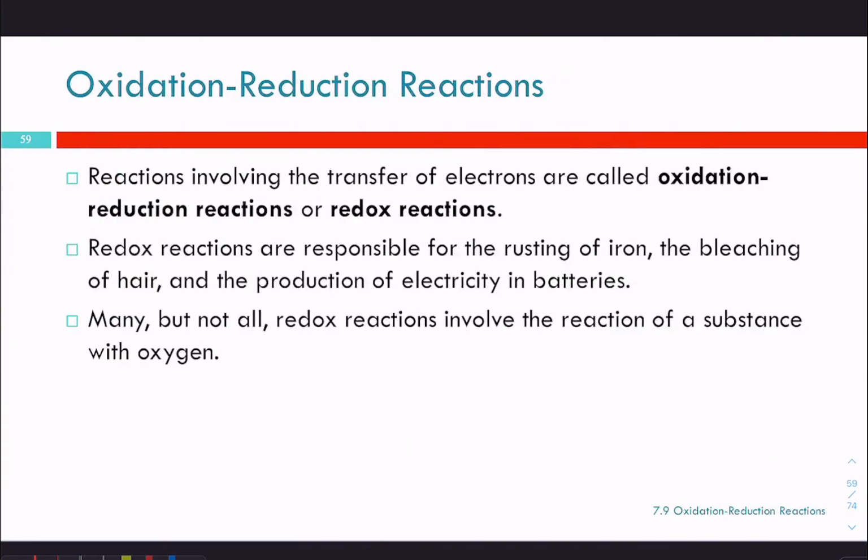Okay. Oxidation reduction reactions. We'll cover this a little bit here, and then we'll cover it more later. The bit of chapter 16 that we're doing is for oxidation reduction reactions. They're also called redox, combining reduction and oxidation. Redox reactions are responsible for rusting of iron, bleaching of hair, production of electricity in batteries. Many but not all redox reactions involve something reacting with oxygen. Ultimately, redox reactions are the transfer of electrons.